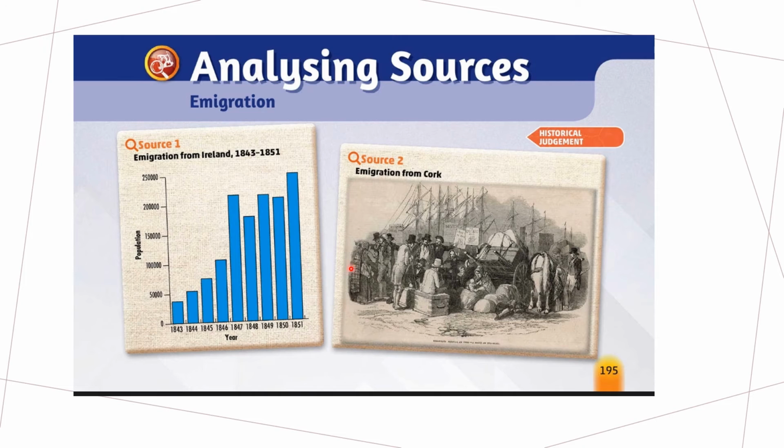Now here I'm just going to go through a few of the different sources, just so you can get a better idea of what's happening within the image. Okay, I'm going to start here with source 1, and we can see immigration from Ireland between the years 1843 and 1851.